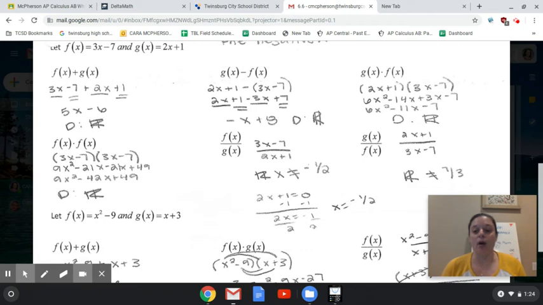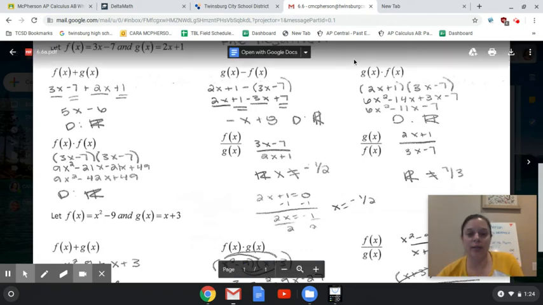So I have a couple examples here: g of x times f of x. The nice thing is the order that you multiply them doesn't matter, and that's foiling. And then f of x times itself, that's also foiling. You want to combine like terms to get your final answer.